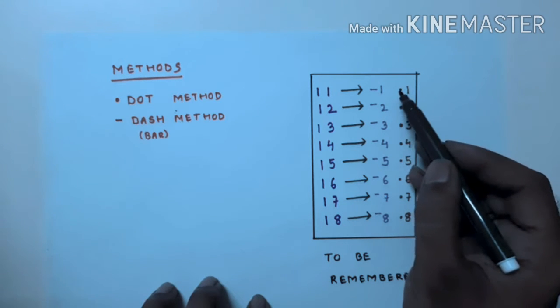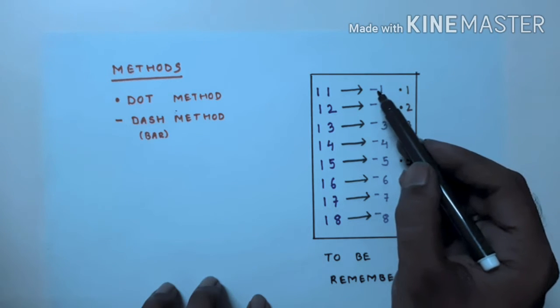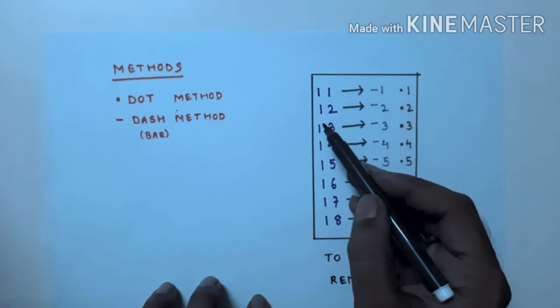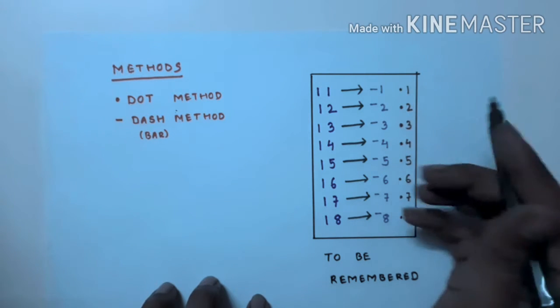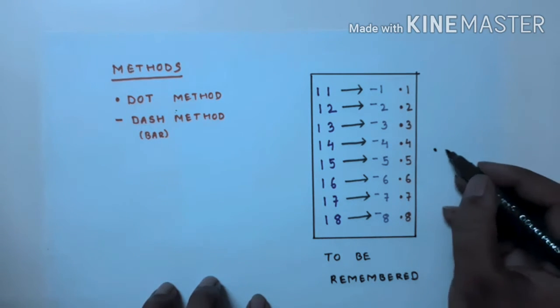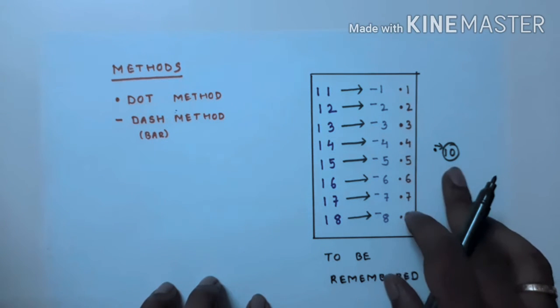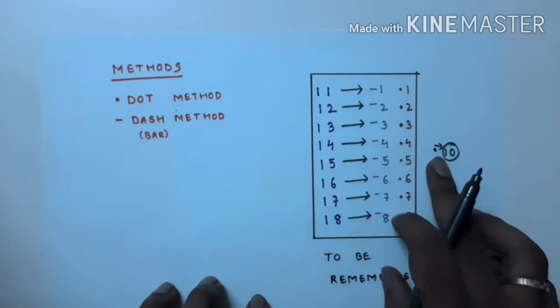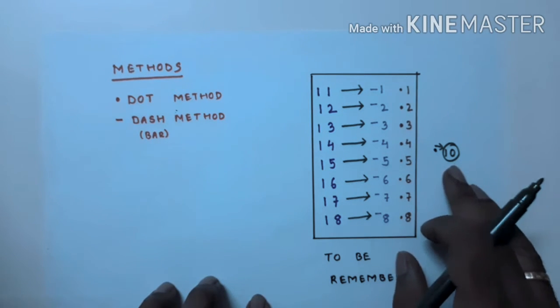So this dot represents the tens. This bar, or this dash also, represents the tens. So 12 is written as dash 2 or dot 2. So the dot represents the base 10. If it is tens, that means it is a dot. So when I put a dot, that means it represents tens.